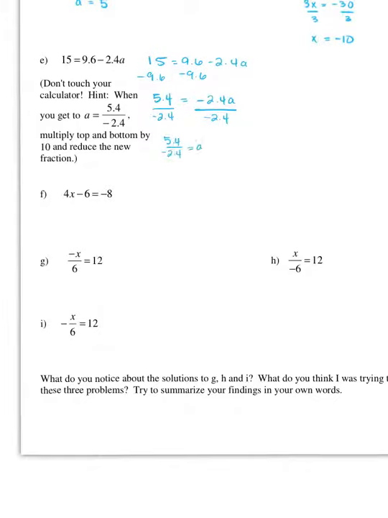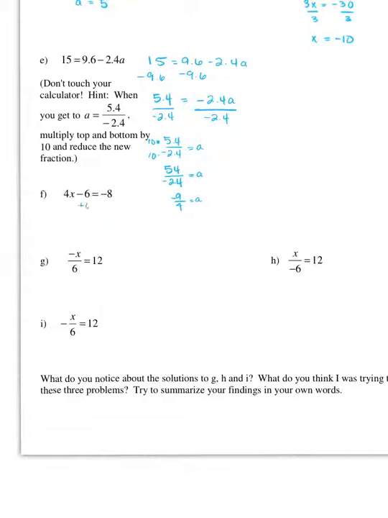This isn't simplified because we have a decimal inside the fraction. To eliminate the decimal, we can multiply the top and bottom by 10. That will give us 54 over negative 24, which can be further simplified because both have a factor of 6 in them, leaving us with negative 9/4 a.